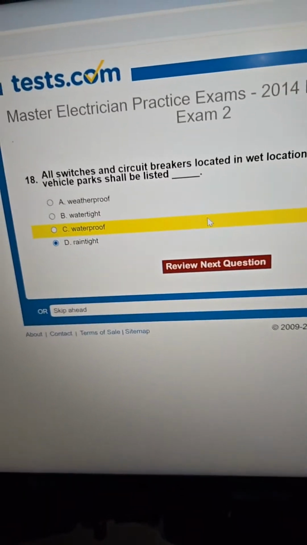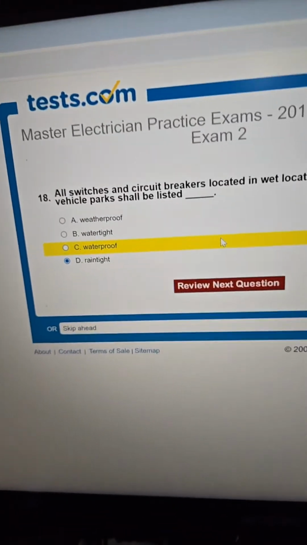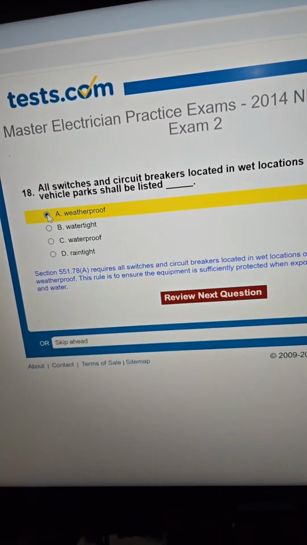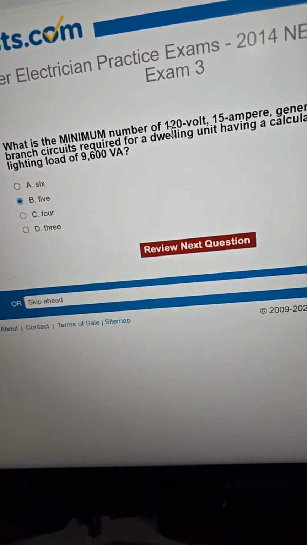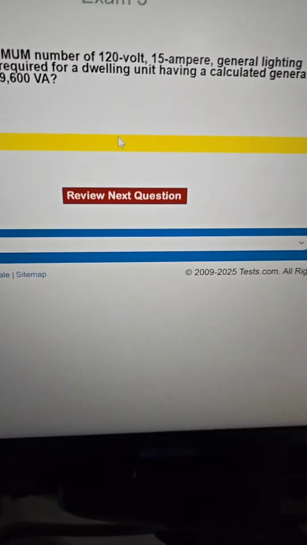Okay, this one here. It's probably weatherproof. It is. Cool. And then, yeah, that's it. Okay, not too bad.